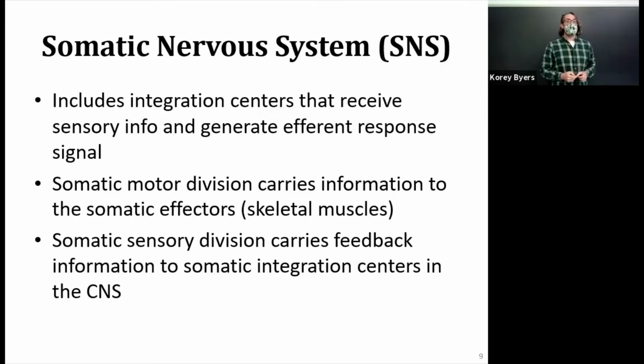And so the sensory division carries feedback info to the somatic integration centers in the central nervous system and allows us to make those decisions. If we touch something sharp, something hot, should we pull our hand away? Things that we have control over.